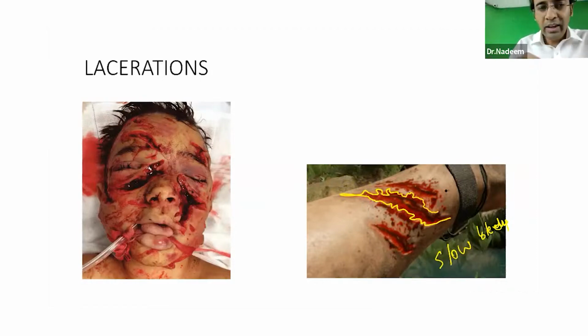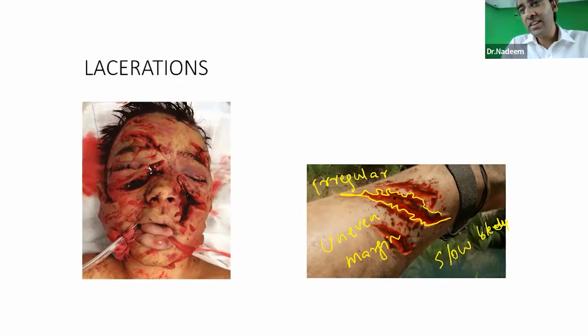No, irregular and uneven margin. Irregular margin, uneven margin, or you can say irregular border and slow bleeding. This is what? Laceration. What is happening here? Because of the hard hitting object, because of the pressure, even the blood vessels or nerves will be fully crushed. And because of this, there will be slow bleeding. There will not be fast bleeding.